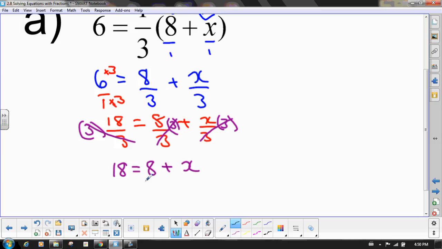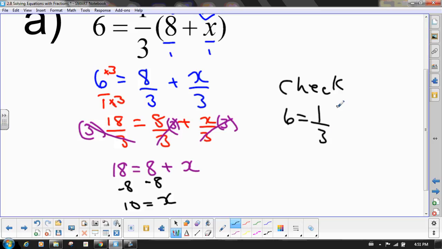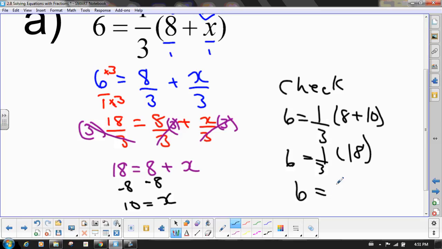So to get x by itself, I'm going to subtract 8 from both sides. 18 take away 8 is 10 equals x. Now I'm going to check my answer. So I have 6 equals 1 over 3, 8 plus 10. So 6 equals 1 over 3 times 18. So 6 equals 6. Good. So I got the right answer.